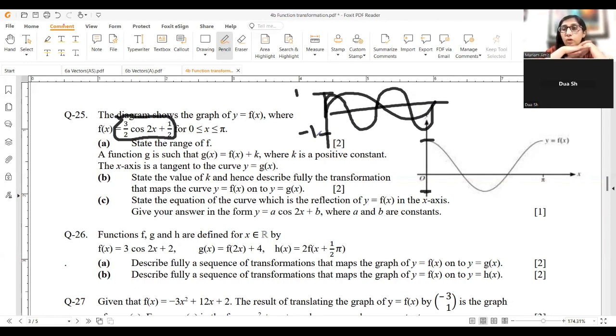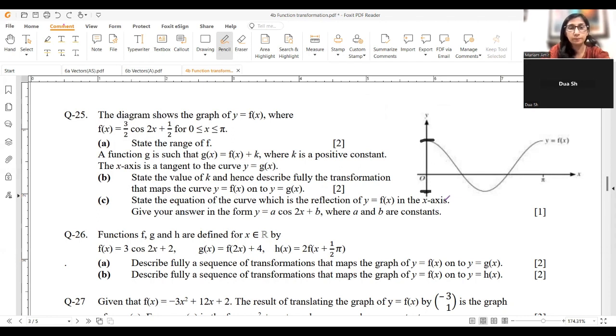So the maximum value of cos 2x is 1, and the minimum value of cos 2x is -1. So instead of cos 2x, you'll substitute 1, and you'll get the maximum value here. And instead of cos 2x, you're going to substitute -1, and you're going to get the minimum value here. So that's what I'm going to do now.